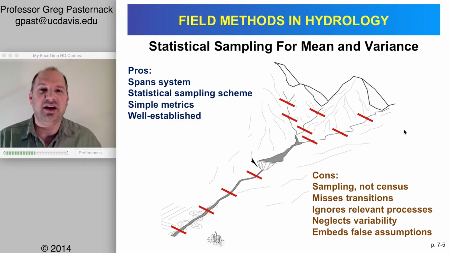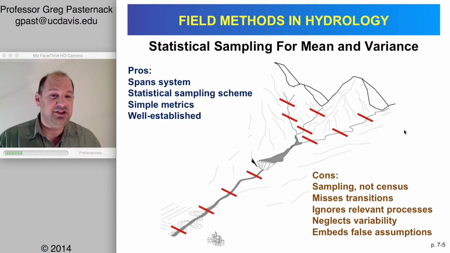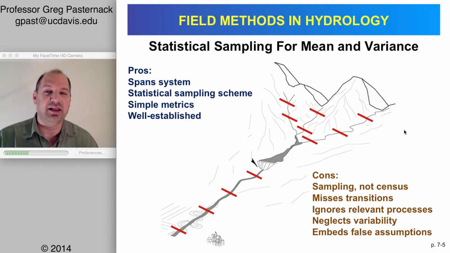So the advantages of a straight statistical sampling is that you're spanning the system. You're not going into too much detail in a few places and extrapolating, you're really spanning everything. You can use all the statistics associated with experimental design. You're going to get out of it very simple metrics like a mean value and a variance, or the shape of a probability distribution. And it's very well established for what works and what doesn't work and how to do this.